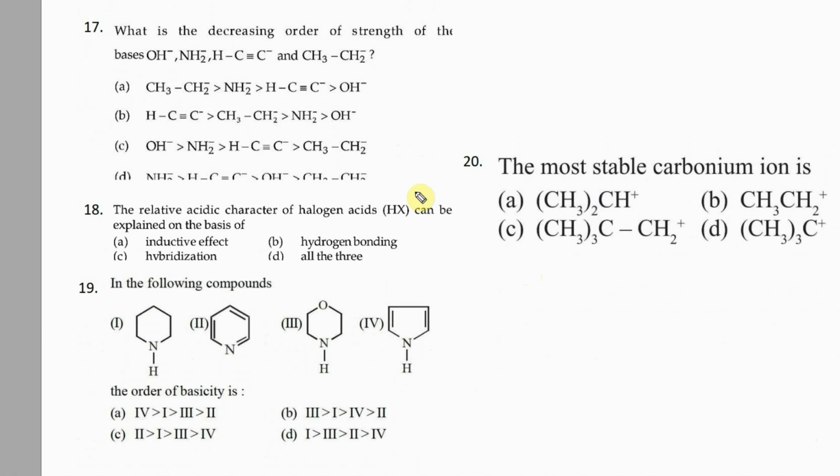The relative acidic character of halogen acids can be explained on the basis of. So halogen acids meaning HX. Now when you take electronegativity, this has to be the strongest acid, correct? But the actual reason is this one. The reason is this has hydrogen bonding. So it cannot donate easily.